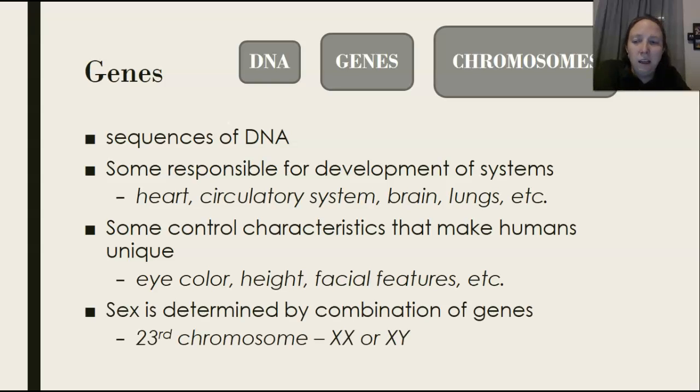And then sex, in other words, gender, is determined by a combination of genes. So that 23rd chromosome, if you happen to get an X and an X, you are biologically a female. If you happen to get an X and a Y chromosome, you are biologically a male.